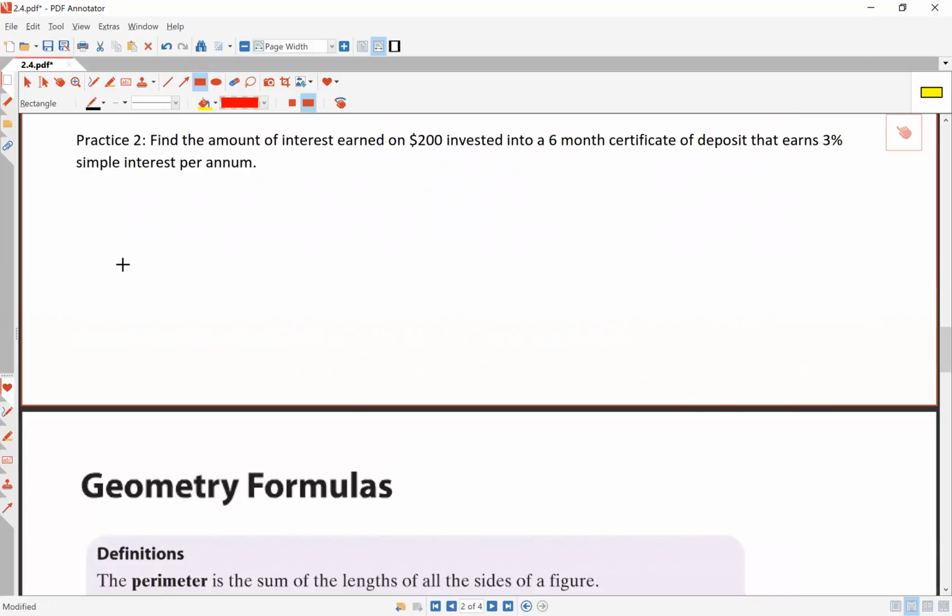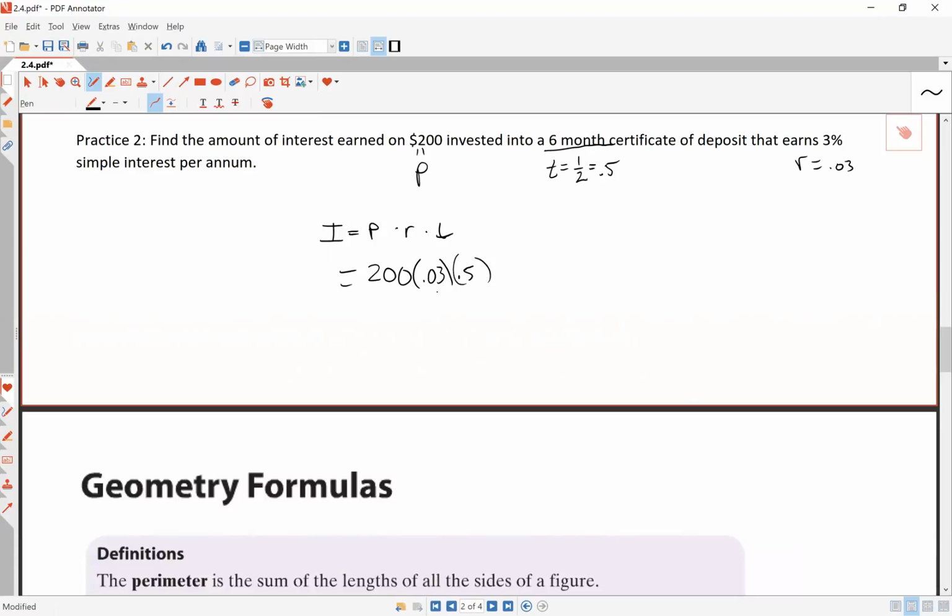Now that you've had a chance to work this out, this time our principal is $200. Our time, 6 months, is half of a year, or 0.5. And the interest rate this time is 0.03. So the interest is principal times rate times time: a principal of $200, a rate of 0.03, and a time of 0.5.